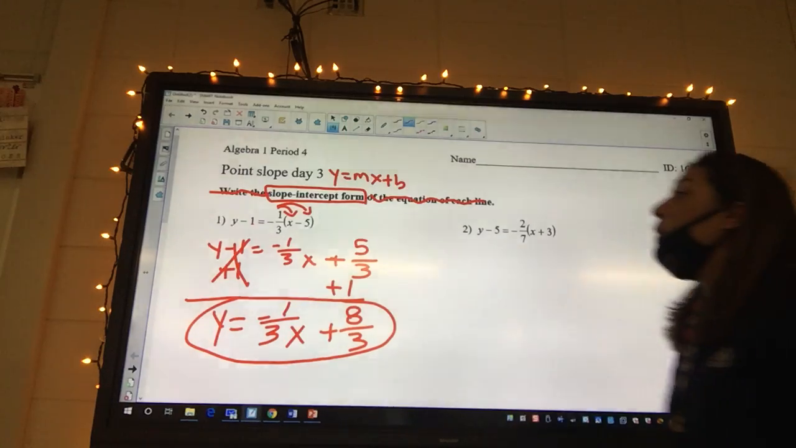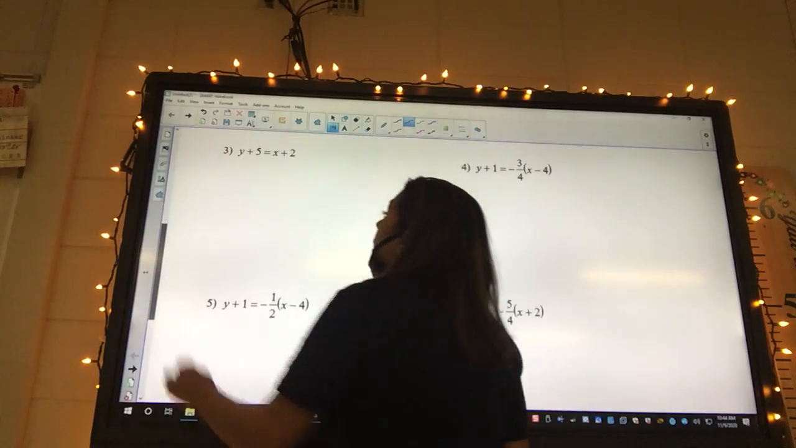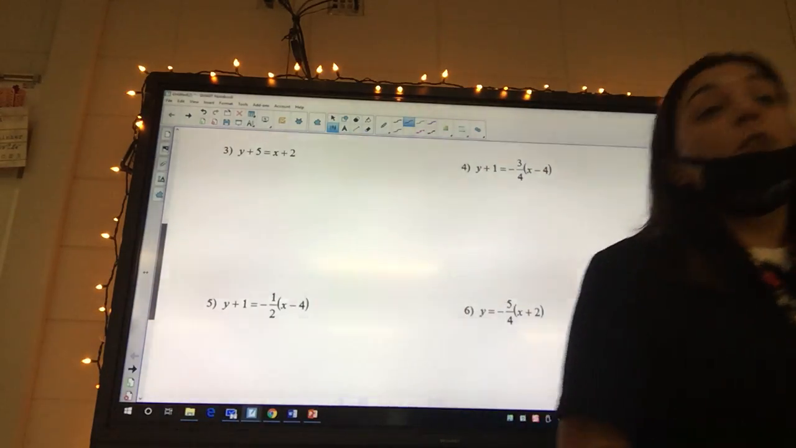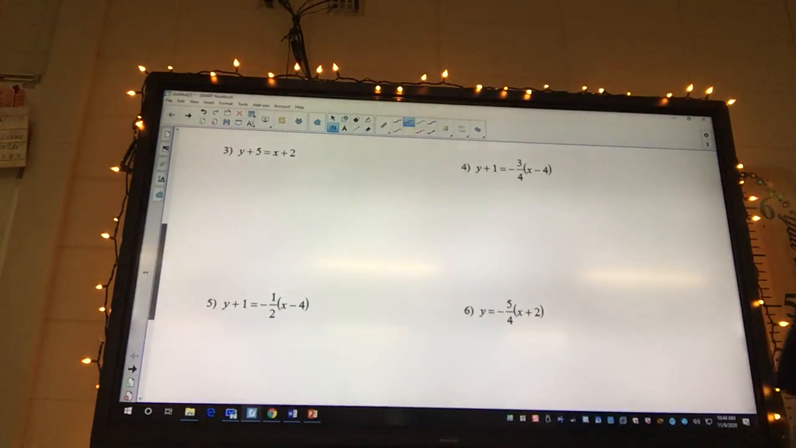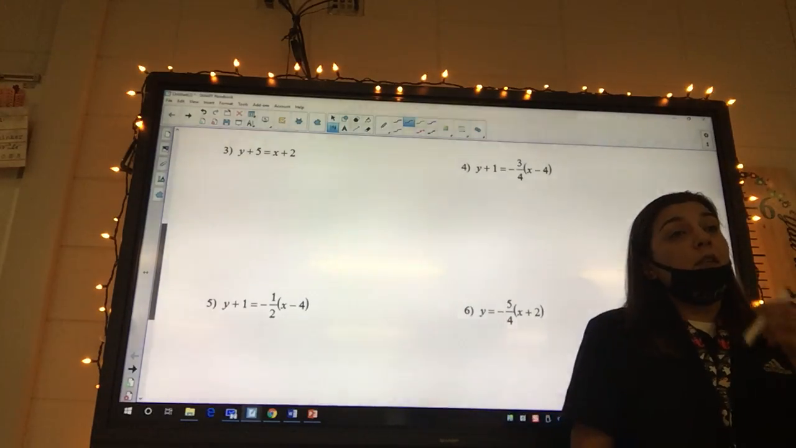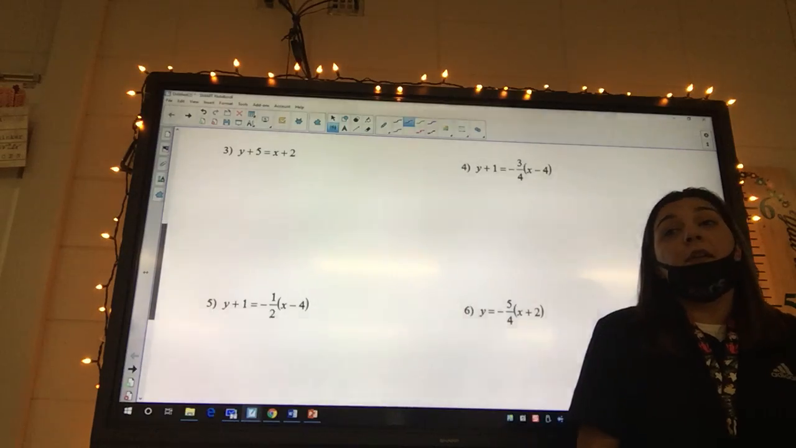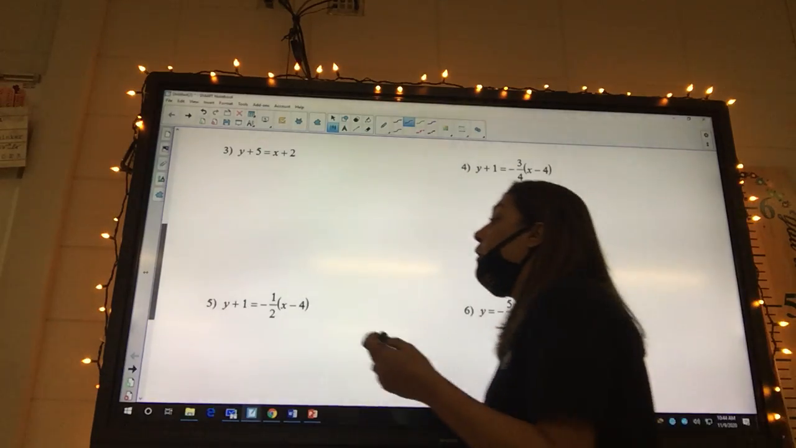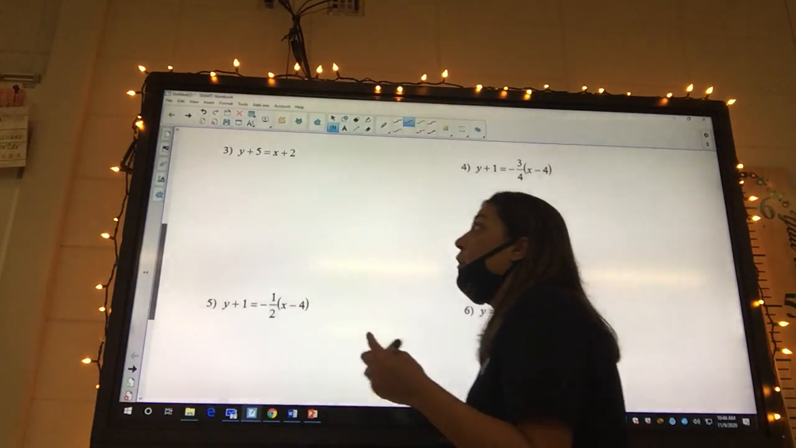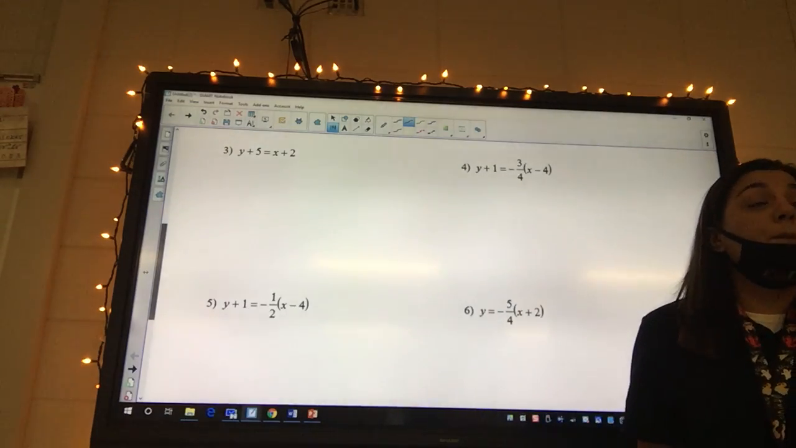Let's look at number 3. Sorry, I'm doing all the odds today. What do we need to do? We need to get y by itself. Are there any parentheses? We don't need to distribute, so what would our next step be? What did we do in the last one? We distributed, and then what?